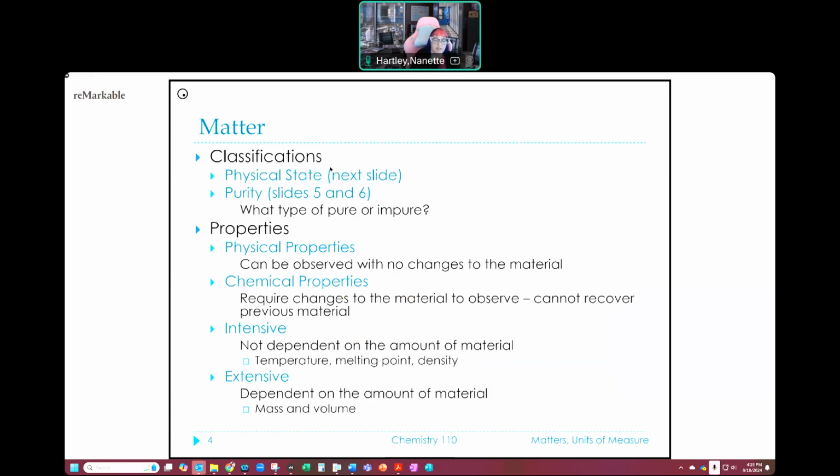Physical properties are things that can be observed with no changes to the material. So I can look at it and I can say, ooh, that's gold. I can look at it and say, that's a cube that has a particular size. That's a physical property. I can measure sizes, I can measure volumes. Those are physical properties. We can talk about its chemical properties. But in order for us to talk about its chemical properties, the actual chemical properties, we're going to have to break down those materials. That's necessary to understand what is this material.